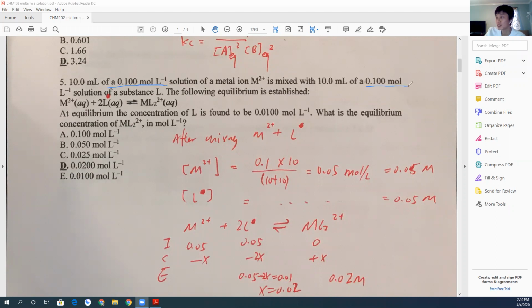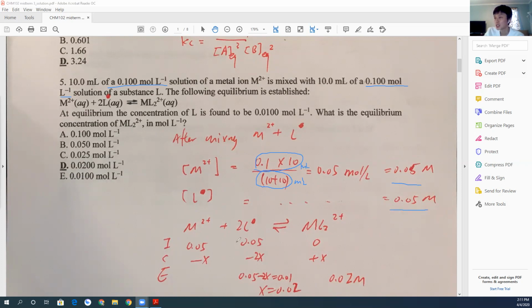You have a certain concentration of each reactant. They are the same, all 0.1 molar, but after you mix them, their concentration changes due to the mixing, which is a dilution. So you have to calculate their concentration after mixing. You calculate the number of moles, which is volume multiplied by concentration, and divide by the total volume after mixing. Here I didn't convert milliliter to liter because the volume unit canceled out, so you don't have to do that. For each of the reactants, they have the same concentration, 0.05 molar.